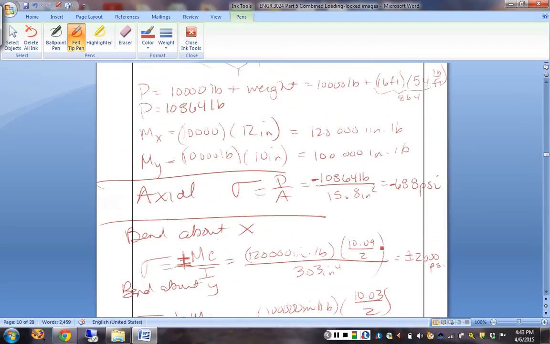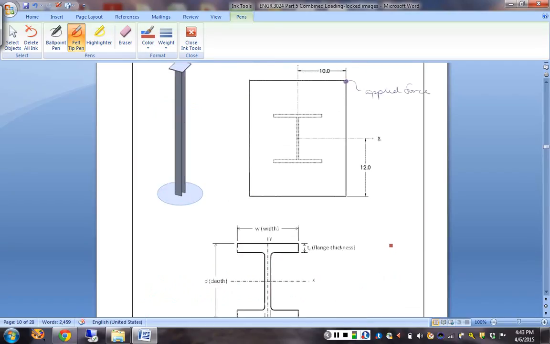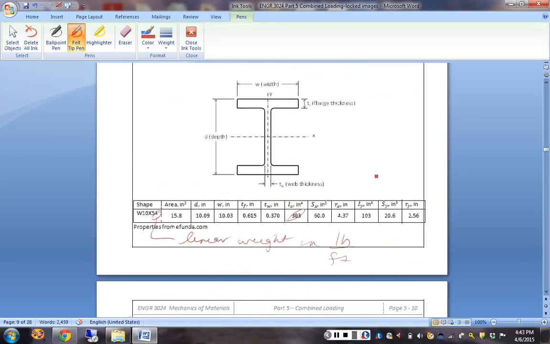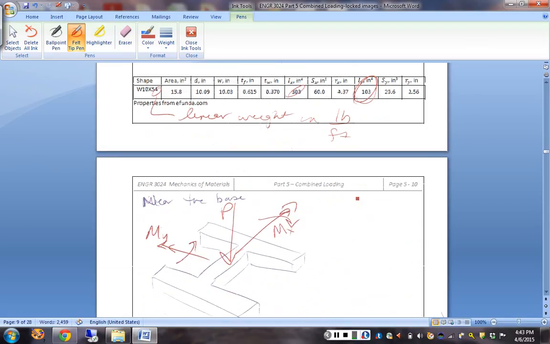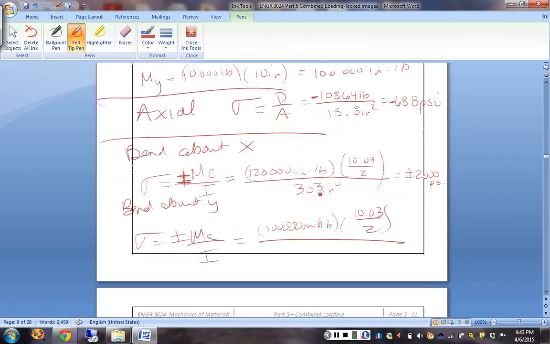And what's my moment of inertia, Melissa? 103 out of the table. 103 inches to the fourth. And so this ends up being plus or minus 4854 psi.